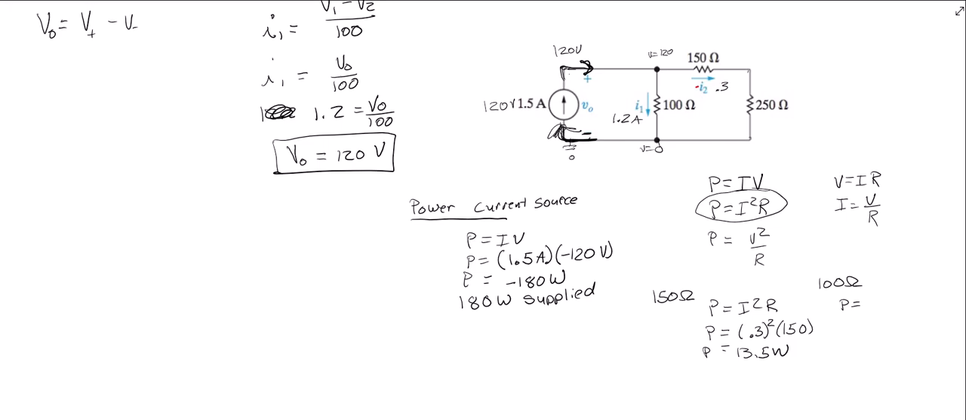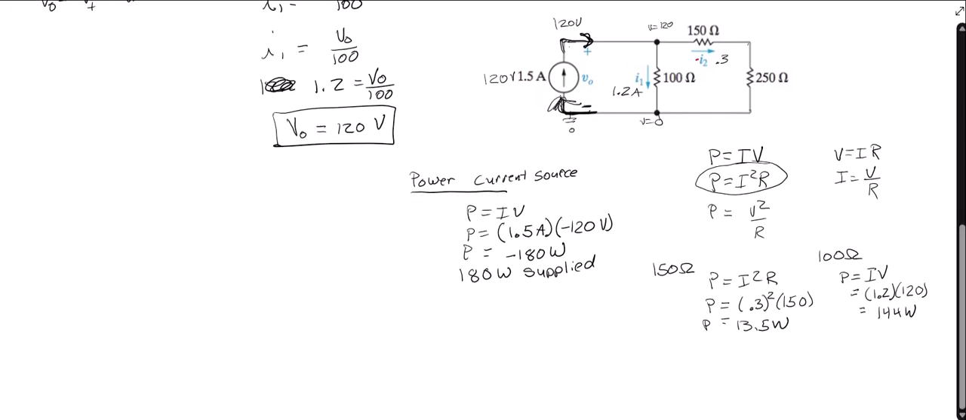Now for our 100 ohm resistor, we could use either IV or I squared R. I'll use IV because I know the voltage. The current is 1.2, and for the voltage, looking at the way my current is labeled, it's a resistor, so it has to be positive, and the current is entering the positive side. So 1.2 times 120 is 144 watts.